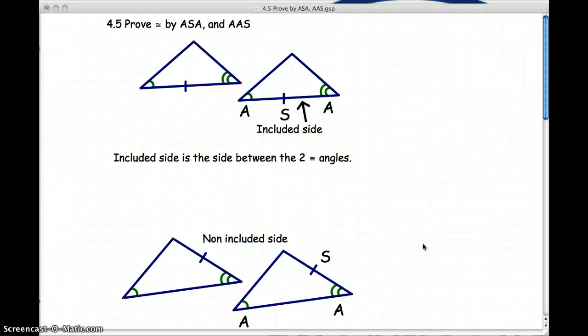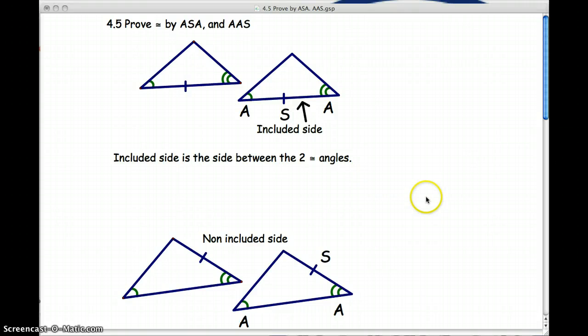We are going to talk about section 4.5 today. We are going to prove congruency by angle, side, angle, and angle, angle, side. We've already learned about side, side, side, and side, angle, side, and now we're adding two more postulates to our arsenal, if you will.